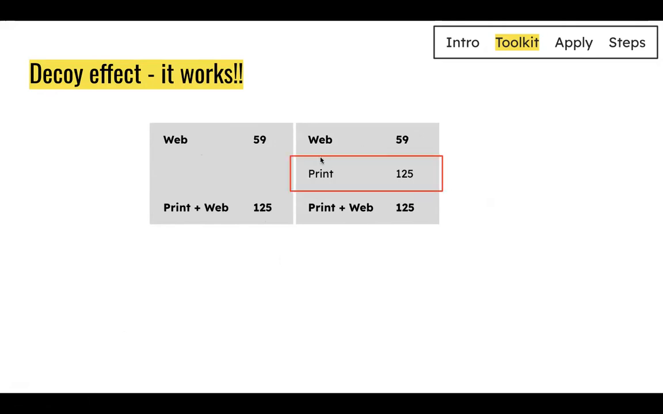So if you look at this, this is the decoy, right? Because nobody would buy this. Why would you buy just print when you can also add web for free here, right? And these are the results that were observed.